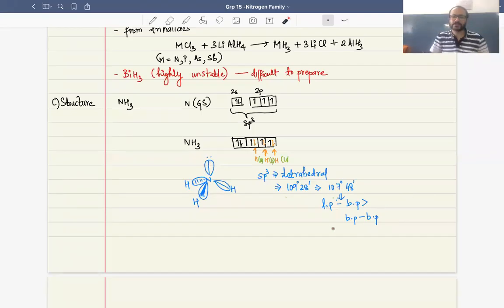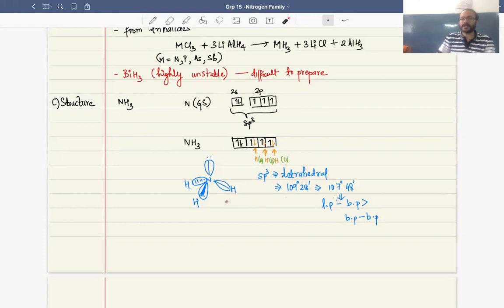Hello everyone. So in the previous video, we discussed the structure of the various hydrides that are formed by the group 15 elements. We looked into the structure of the ammonia molecule, and we tried to solve the structure of the ammonia molecule using VBT. And we found that since the hybridization that came out while we solved using VBT was sp3 hybridized, the structure showed a tetrahedral geometry.